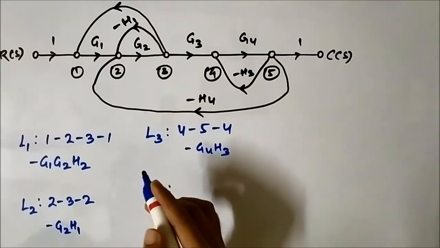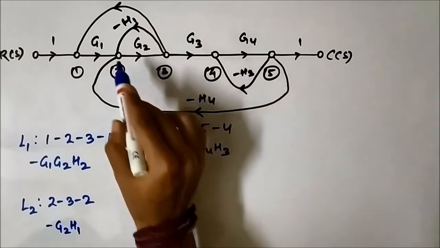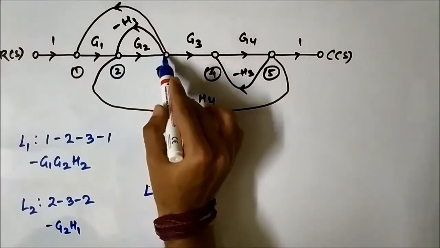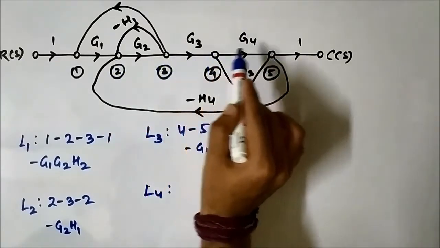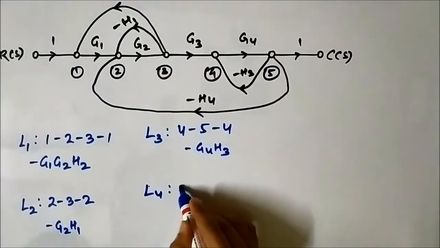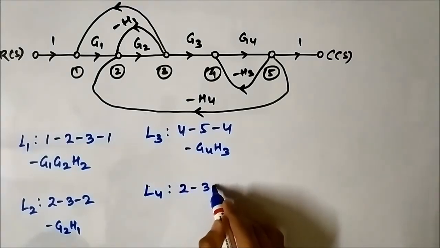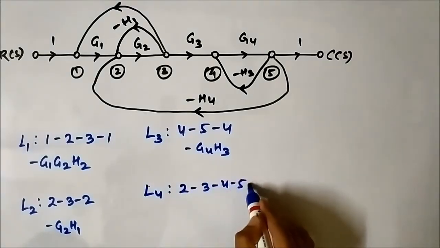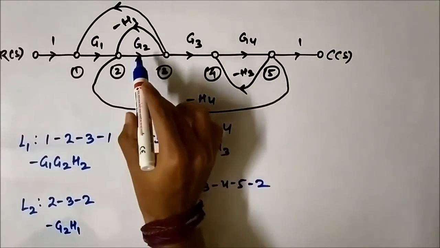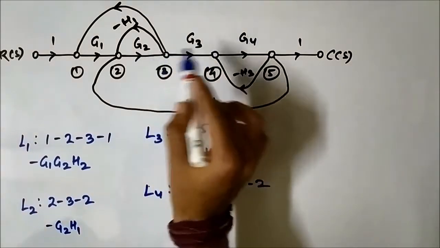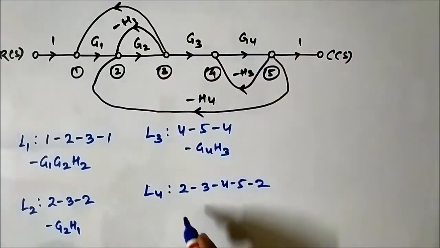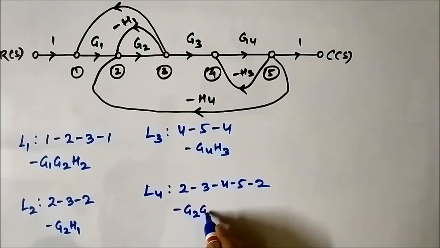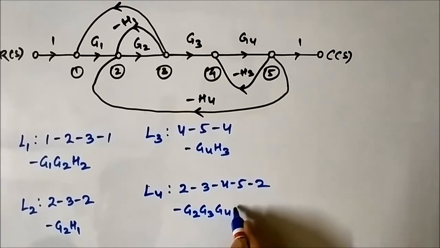Then is loop 4. Okay, loop 4, 2 to 3 to 4 to 5 to 2. What is the gain? The product of the individual branch gains, that is G2 into G3 into G4 into minus H4. So it is minus G2 G3 G4 H4.